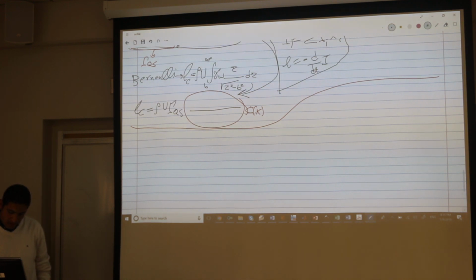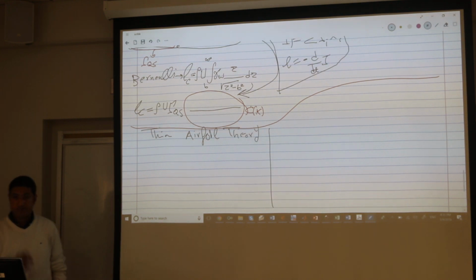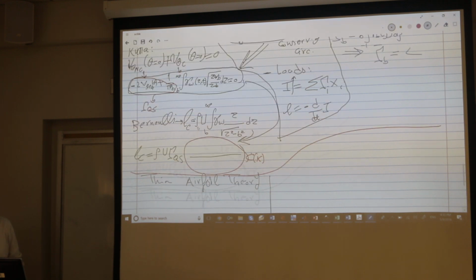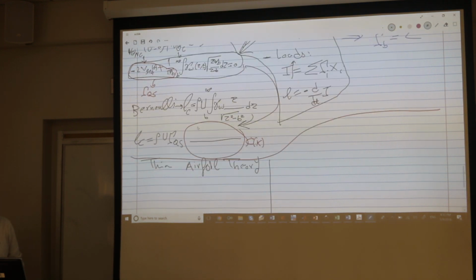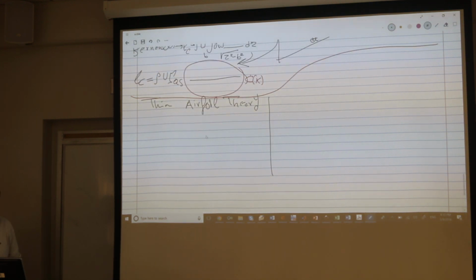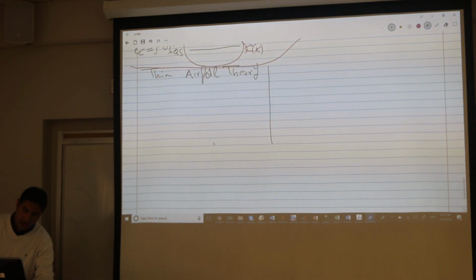So let's look at the thin airfoil theory. Do you have any question before going to the thin airfoil theory? Will we return to the thin airfoil theory again? Kind of. I will extend it to the unsteady version of it. So I'll just remind you of the thin airfoil theory.